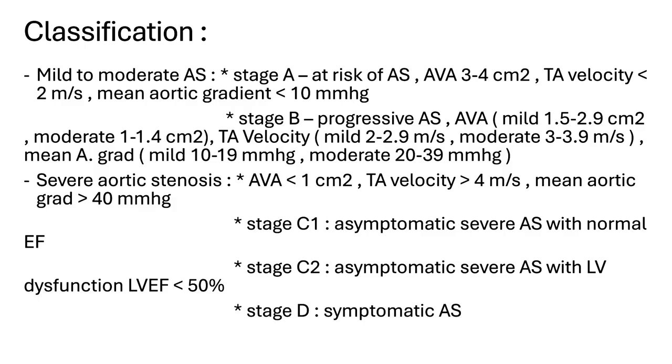For severe aortic stenosis, the aortic valve area is less than 1, transaortic velocity is more than 4, and the mean aortic gradient is more than 40. It has three stages: stage C1, C2, and D. Stage C1 is asymptomatic severe, but still with normal ejection fraction. Stage C2 is asymptomatic severe aortic stenosis with left ventricular ejection fraction less than 50%, and stage D is symptomatic aortic stenosis.